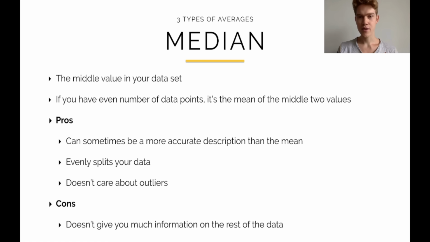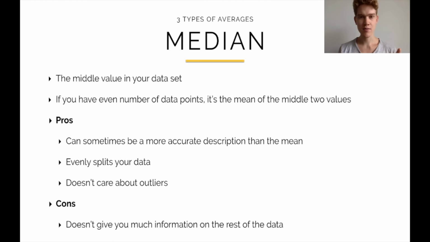So the pros of using a median value is that the median can sometimes be more accurate than the mean, and we'll see some examples of this. The median also evenly splits your data. So you're not affected like the mean is. If you have an outlier, it drags everything to the right, and it could drag things so far that all of your data is to the left of the mean and only the outlier is to the right. That would be an extreme case, but it can happen. Whereas the median is always located directly in the center of your data.